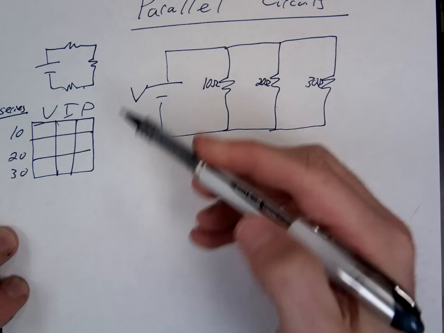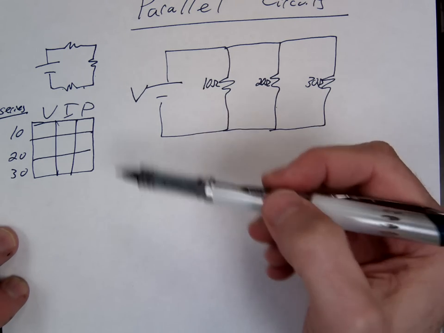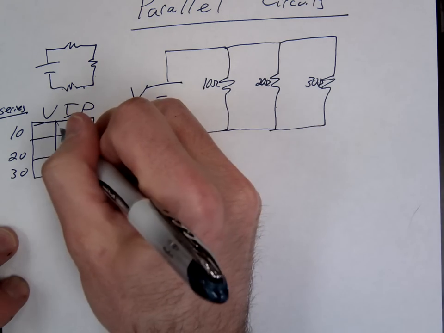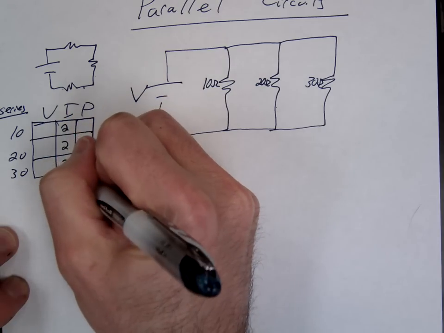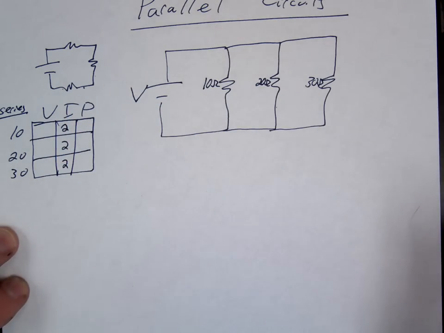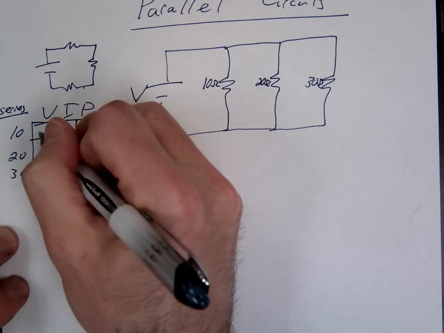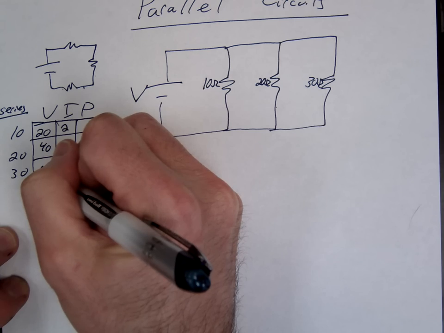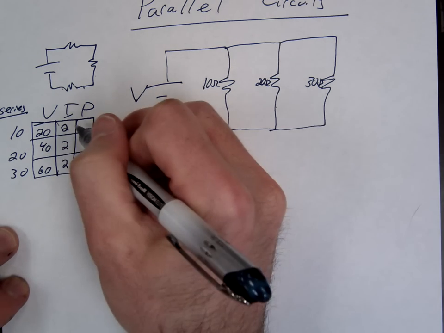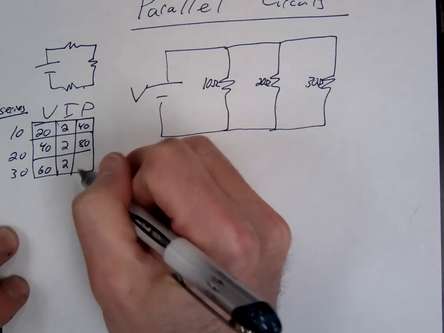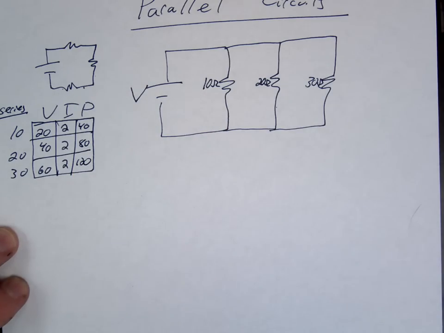What was the current? Someone that has their notes open. What was the current from yesterday? 2? 2 for all. So remember, in a series, everything has the same current. What was our voltage? 20, 40, 60. And our power? 40, 80, 120. Okay, so that was yesterday.